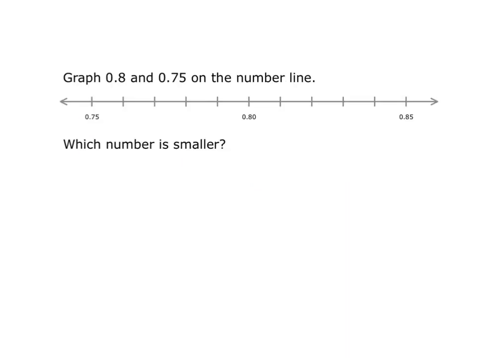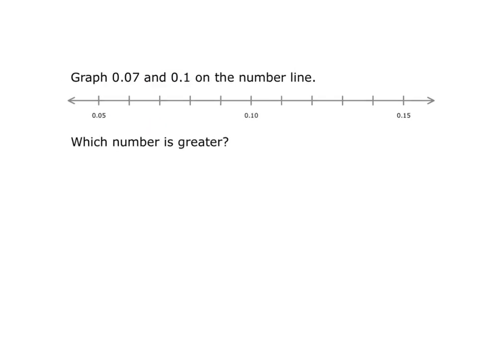Let's practice this one more time. Graph 0.8 and 0.75 on the number line. Which number is smaller? So let's graph 0.8, which isn't on the number line, but 0.80 is on the number line, and 0.75, and find out which one is smaller. Since numbers increase in value as they move down the number line to the right, I know that since 0.75 is the furthest to the left, that makes the smaller number of the two 0.75.